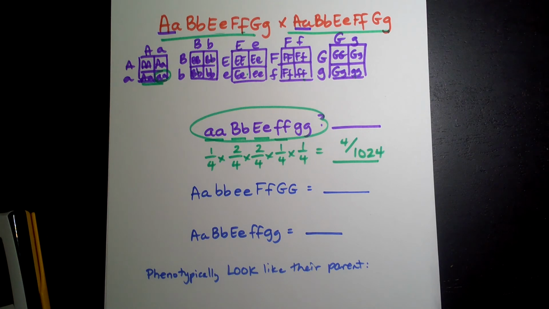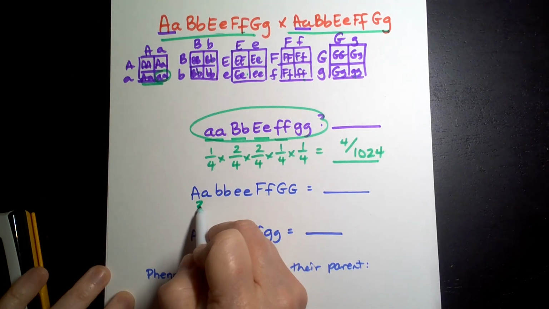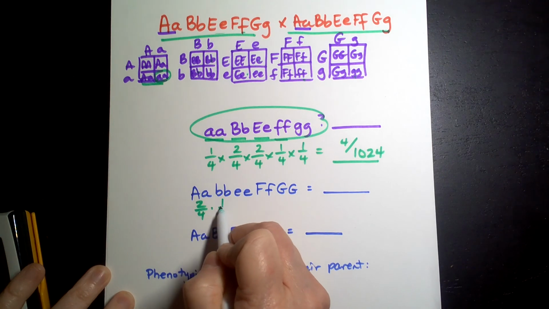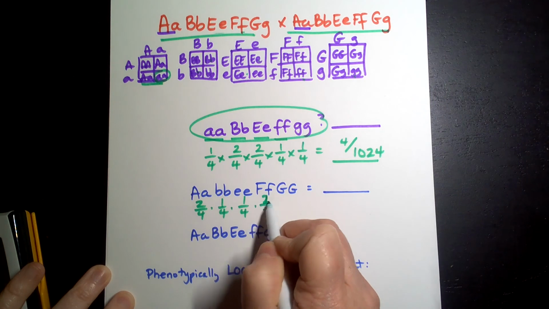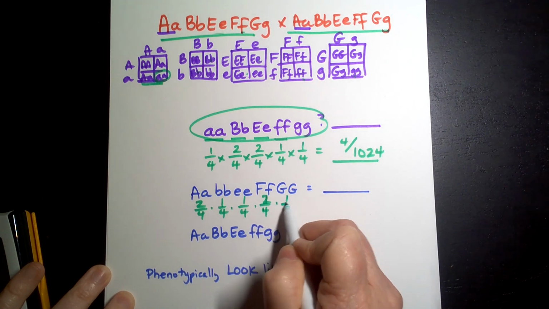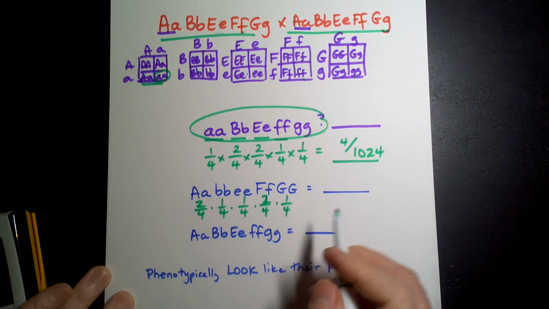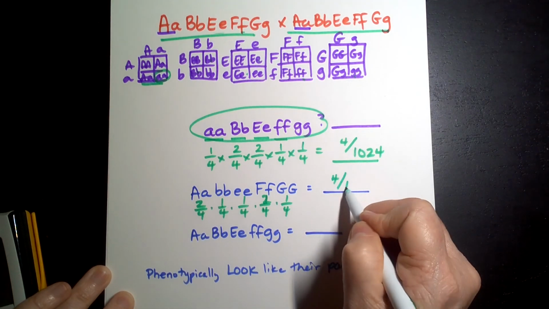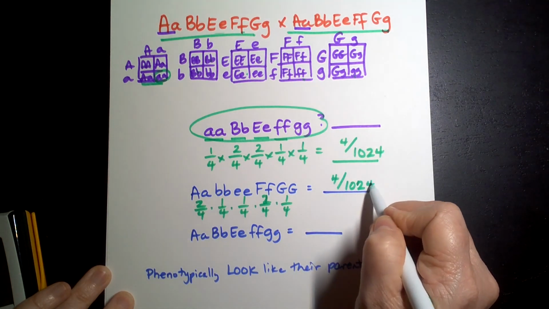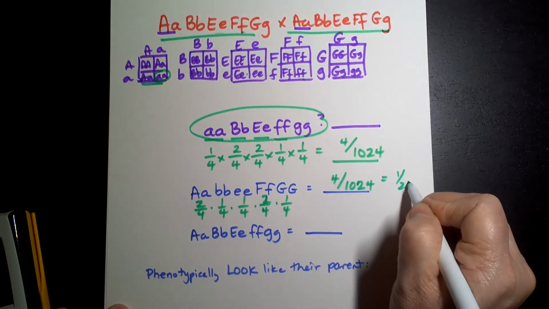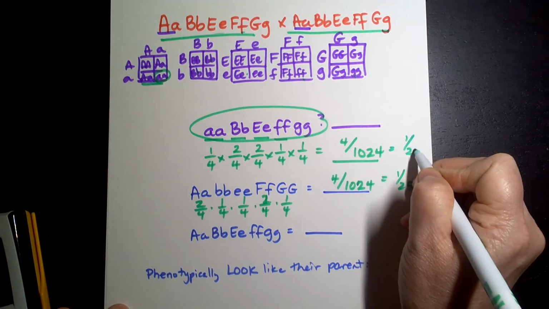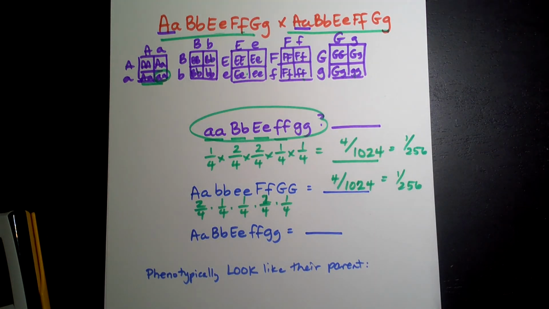All right, so for big A, little a, it's a 2 out of 4 chance. That's 1 out of 4. That's 1 out of 4. That's 2 out of 4. And then that's 1 out of 4. So when you multiply across the top, once again, it's 4 out of 1,024. You can probably simplify that a little bit more. So that's a 1 out of 256 chance. So 1 out of 256 chance on both of those. Not a big chance, okay?